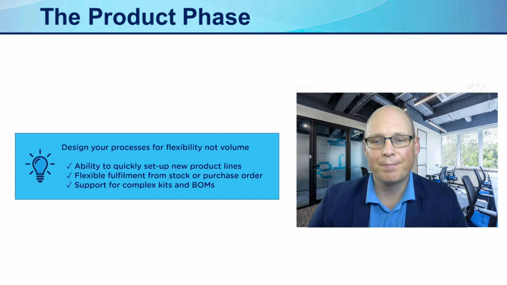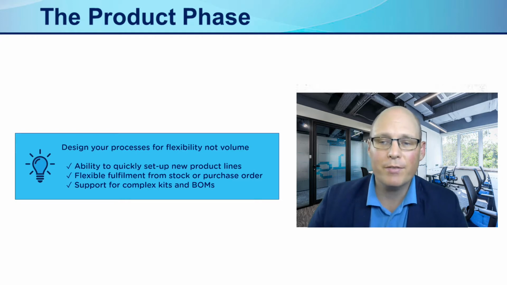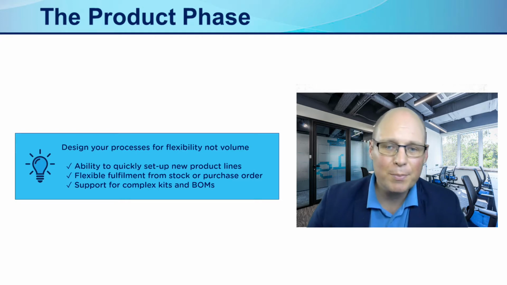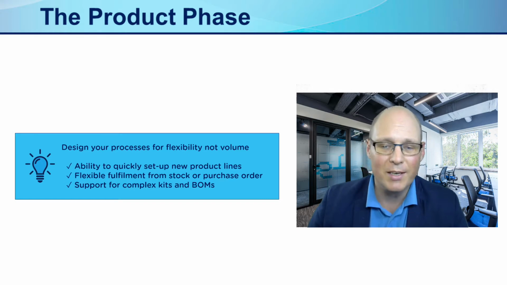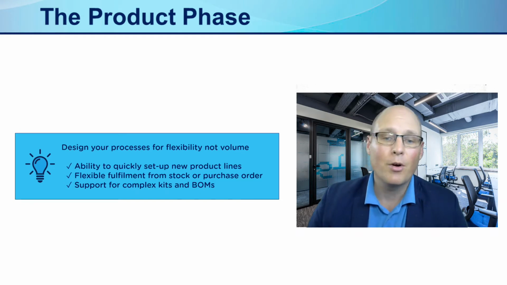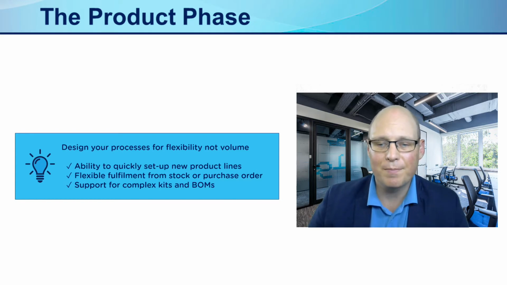The product phase. One significant difference between engineering and other types of manufacturing or fabrication is its relative complexity. The materials purchased, production processes, and the final product are seldom simple or standardized. For these reasons, designing and managing your product catalog needs to focus on flexibility rather than volume. The guide gives 3 main focus points.